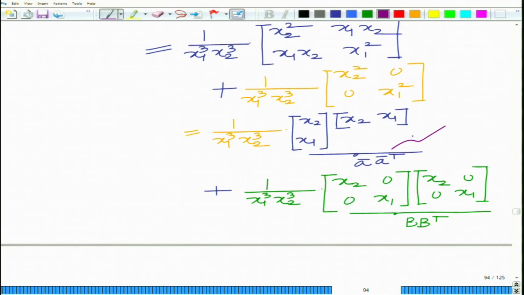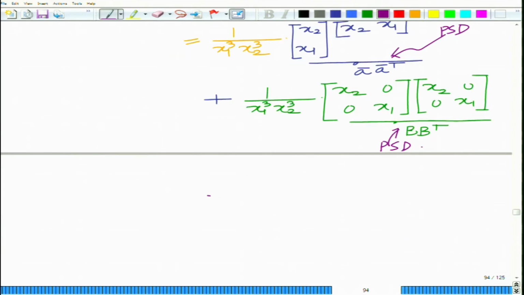So, each of these component matrices is positive semi-definite, therefore, the sum is positive semi-definite. You can easily see that if two compatible matrices are positive semi-definite, if you sum them you get another positive semi-definite matrix. Okay, so, this is positive semi-definite, this is positive semi-definite, and therefore, this implies that this is the sum of two positive semi-definite matrices.